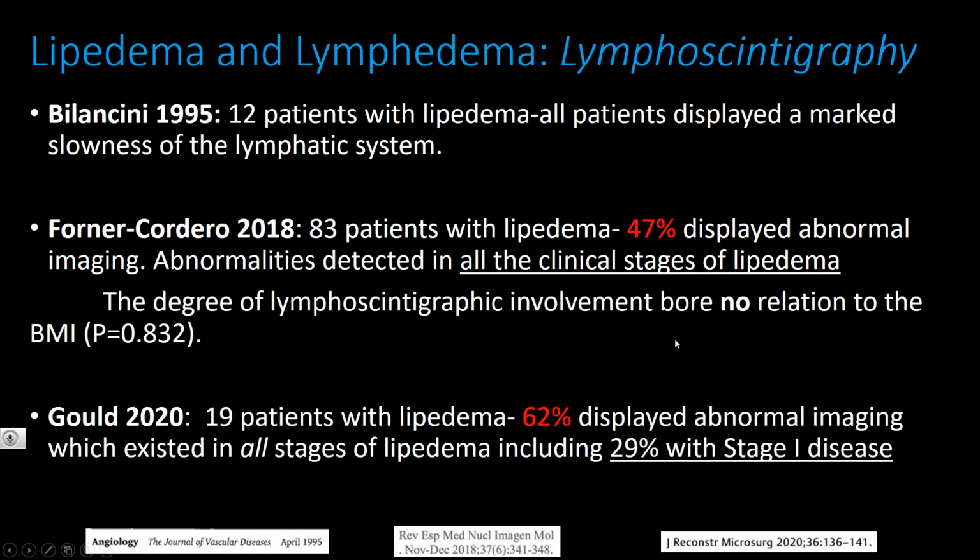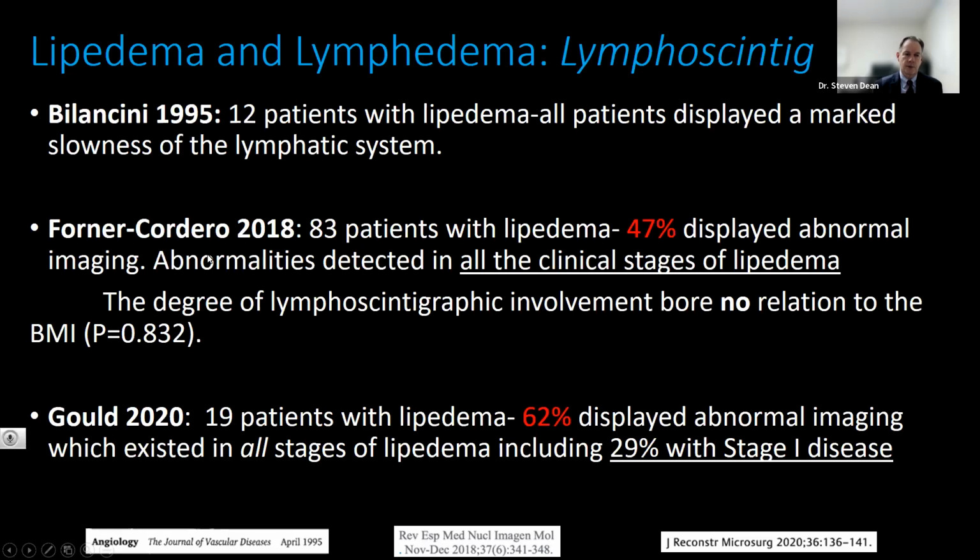Okay, sorry. Let's look at the lymphoscintigraphic evidence out there to support the existence of lipolymphedema that's not just related to obesity. Here was a 1995 study, old study, looking at 12 patients that had lipedema. All of these patients displayed a marked slowness of the lymphatic system. Now, unfortunately, we don't know the weights of the patients in this article, so we can't really address whether or not there was obesity involved or not. But here's where things get interesting.